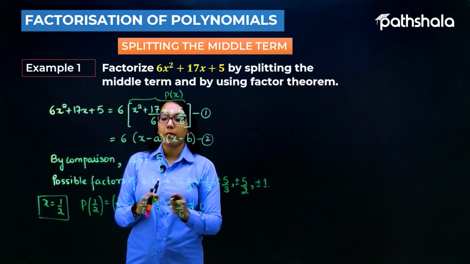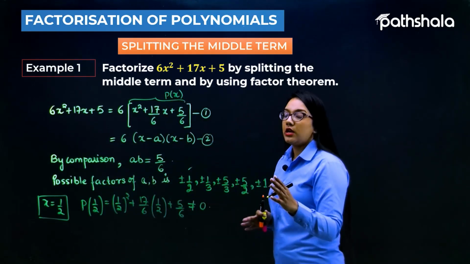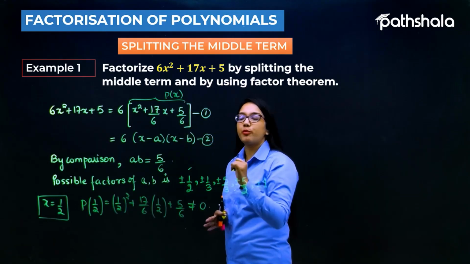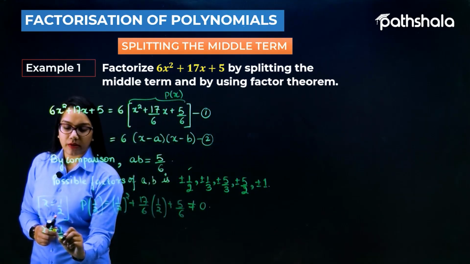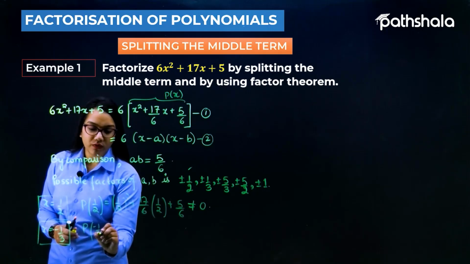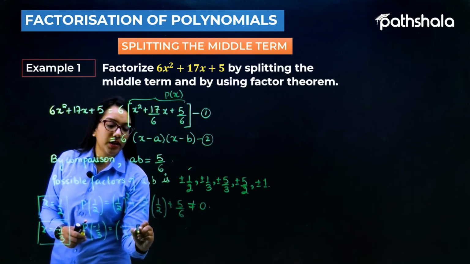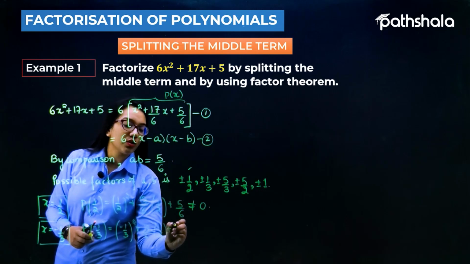So let's talk about the other term. One by one we have to check all the factors, whether they satisfy this polynomial or not. So let us take minus 1 by 3. Let's check for minus 1 by 3. If we substitute, p of minus 1 by 3 would be minus 1 by 3 whole square plus 17 by 6 times minus 1 by 3 plus 5 by 6.